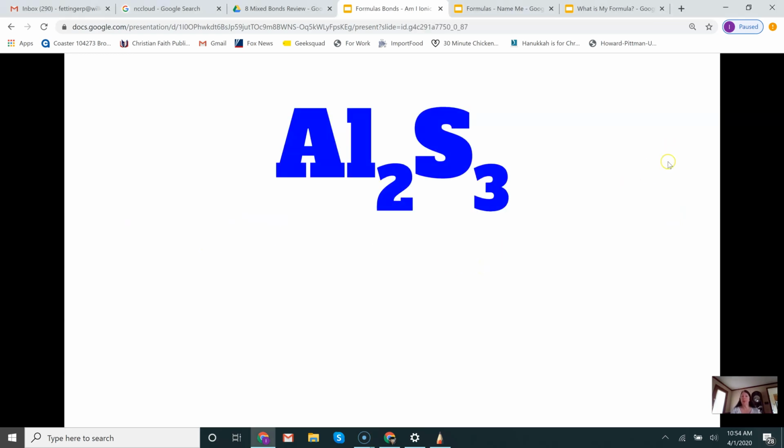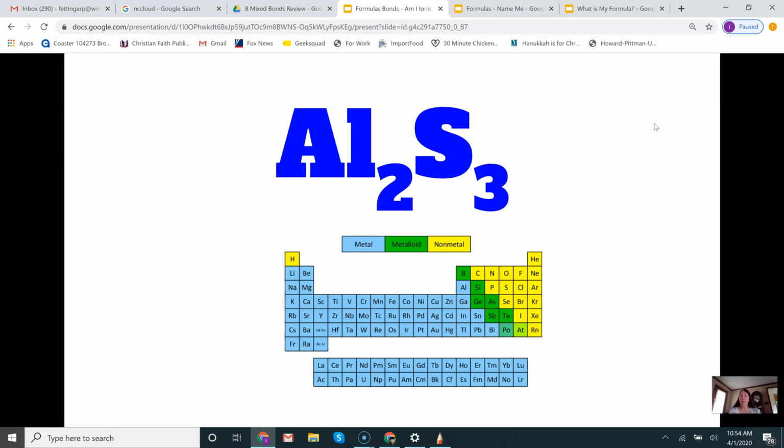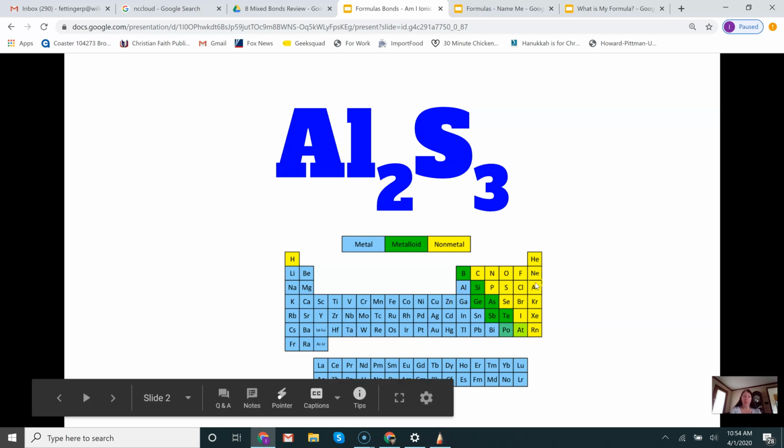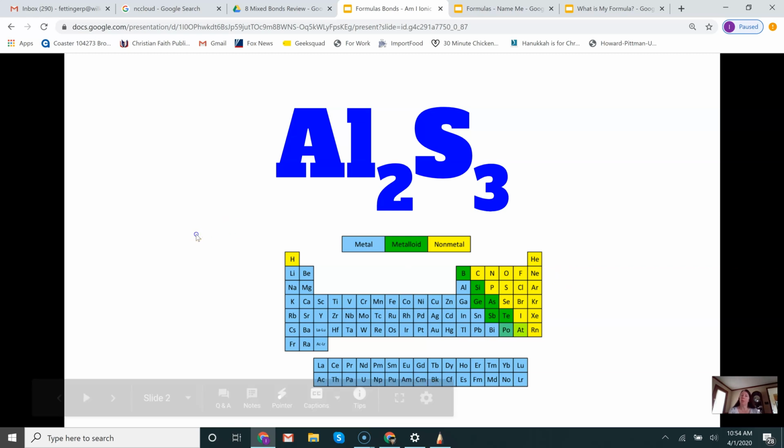So the first one that we have is Al2S3. So how do we determine if it is ionic or covalent? We're going to our periodic table. And as you can see, aluminum is on the left-hand side of the stairs, a metal, and sulfur is on the right-hand side of the stairs, a nonmetal. When you have a metal and a nonmetal, or I cross the stairs, you have an ionic bond.